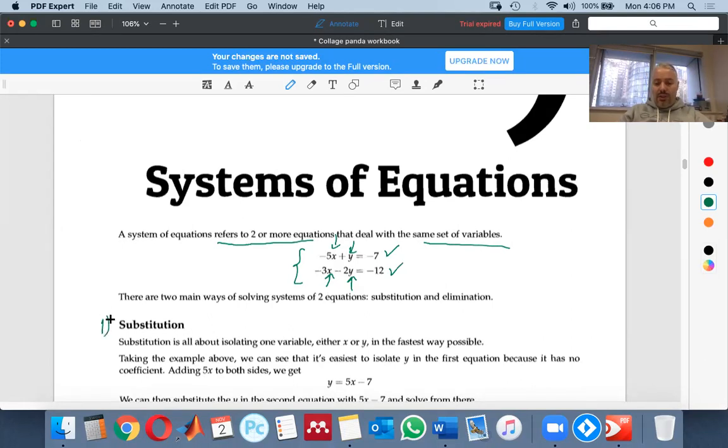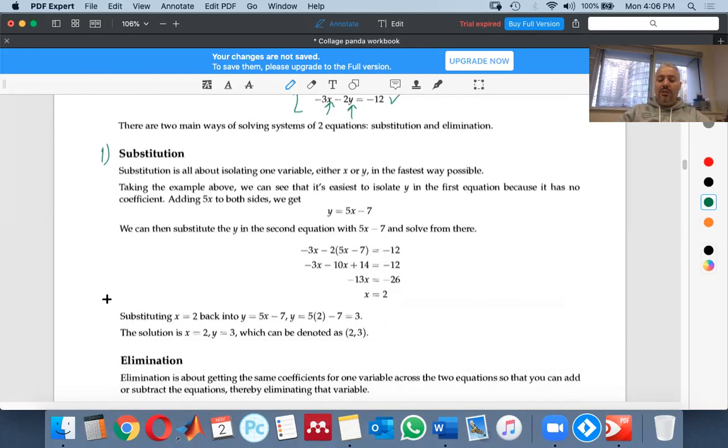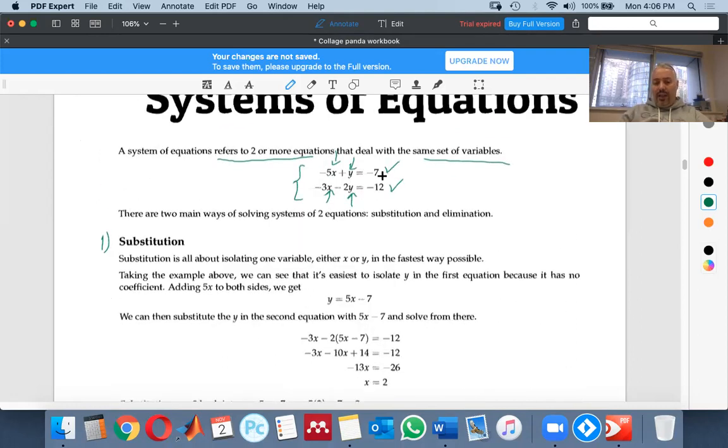Firstly, substitution. Simply, what does substitution mean? In one of the equations, whatever we have as an x or y value, for example here, we will express y in terms of the others, such as y is equal to 5x minus 7. So negative 5x will be here, positive 5x minus 7. And then we will take this y value and substitute it in the second one. So negative 3x minus 2 times, in the parentheses, 5x minus 7 equals negative 12.